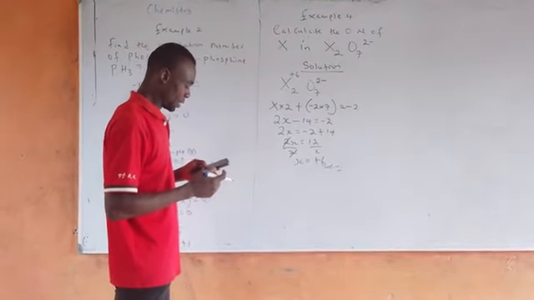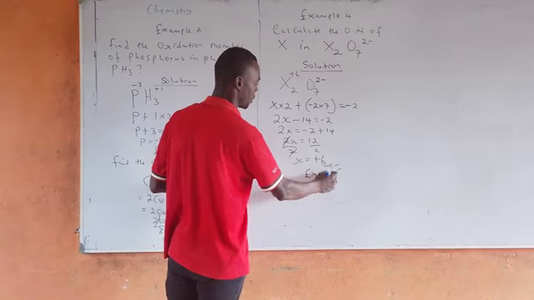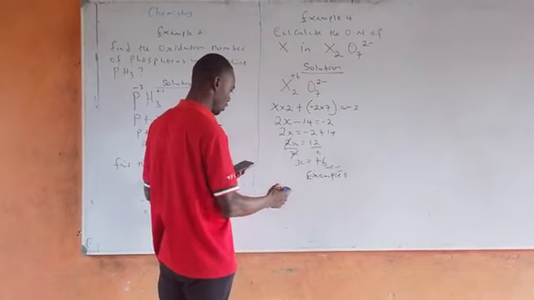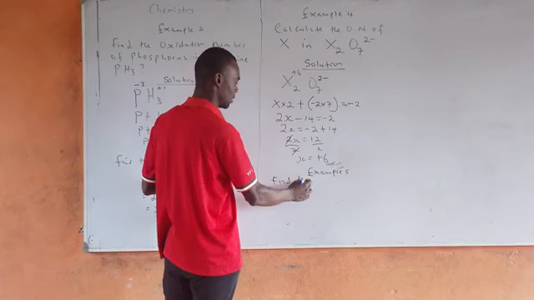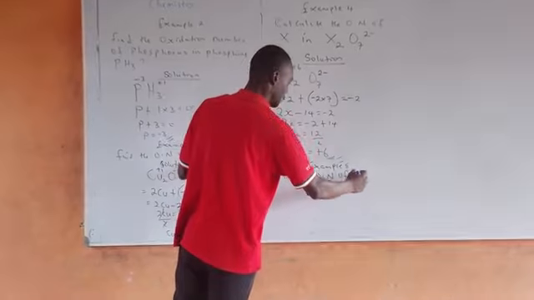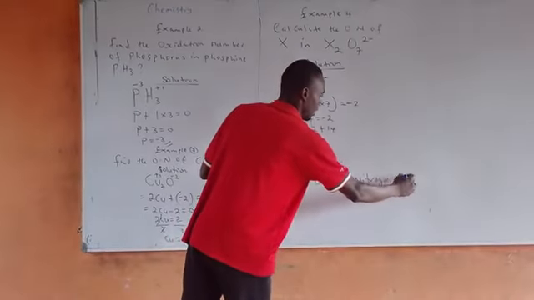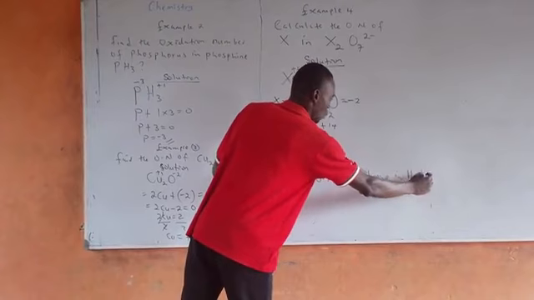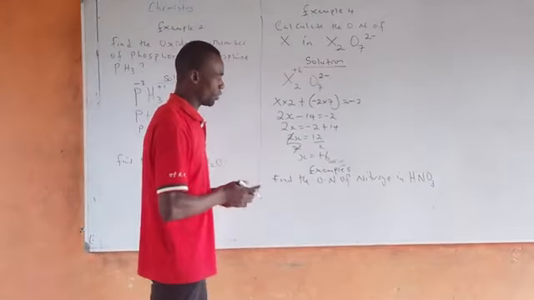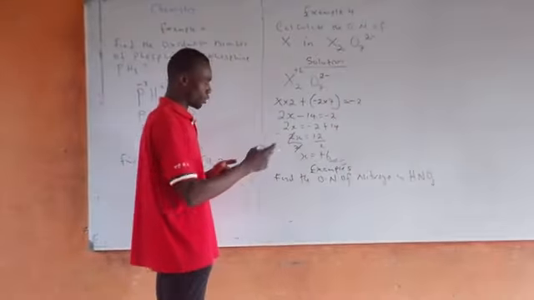Meaning that, then, let's also look at another one, example 5, then we stop for today. Example 5. Let's say we are having, find the oxidation number of nitrogen in HNO3. That means look at what you are having now. We want to find the oxidation number of nitrogen in that.